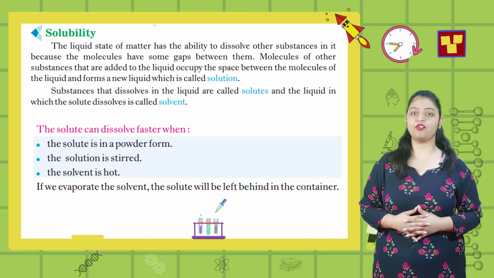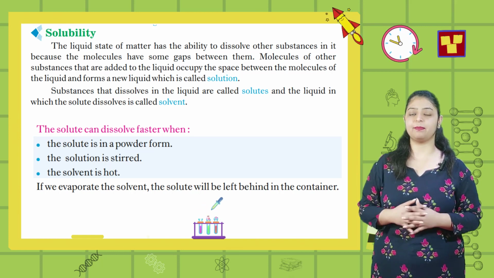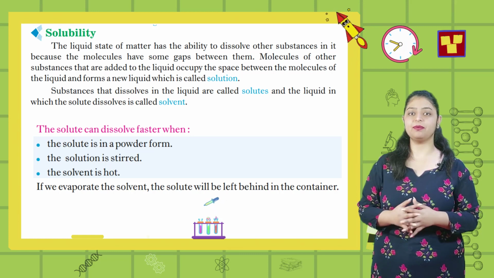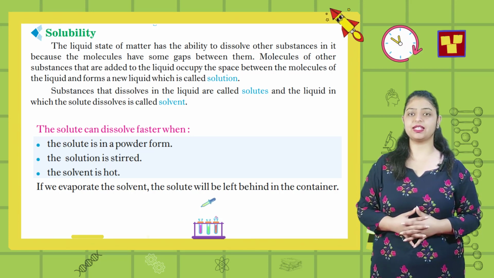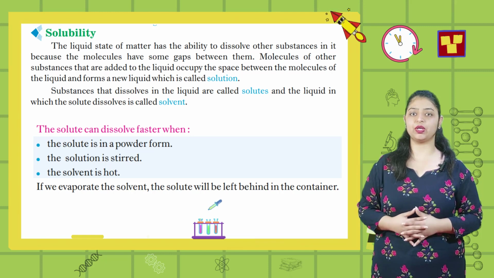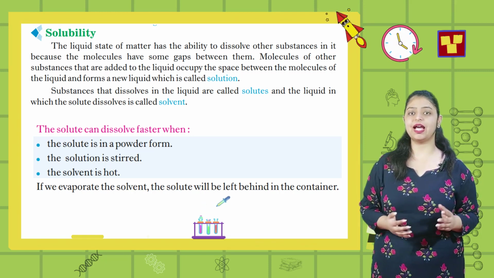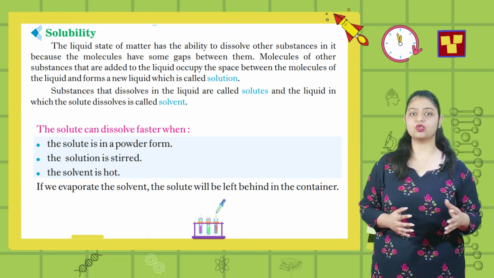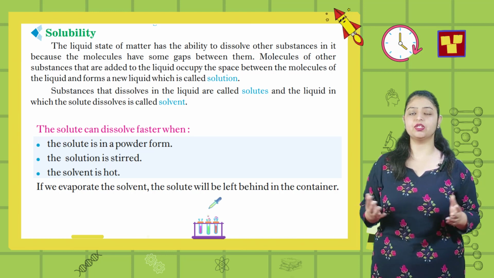The liquid state of matter has the ability to dissolve other substances in it because the molecules have some gaps between them. Molecules of other substances that we add to the liquid occupy the space between the molecules of the liquid and form a new liquid which is called a solution. Substances that dissolve in the liquid are called solutes and the liquid in which the solute dissolves is called the solvent.